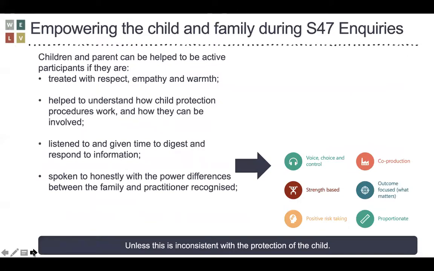What is very important, and this is stressed in the procedures, and this is where we start to see a slight change in focus, a different way of approaching the 47 inquiries to maybe what we have done previously. The procedures emphasise the importance of empowering the child and the family during the Section 47 inquiries. They should be encouraged and helped to be active participants in the inquiries, unless it is inconsistent with the protection of the child. And we can help them to be active participants by treating them with respect, empathy and warmth, helping them to understand how the child protection procedures work and how they can be involved as individuals, making sure they're listened to and given time to digest and respond to the information, and making sure that they're spoken to honestly, with the power differences between the family and the practitioner recognised.